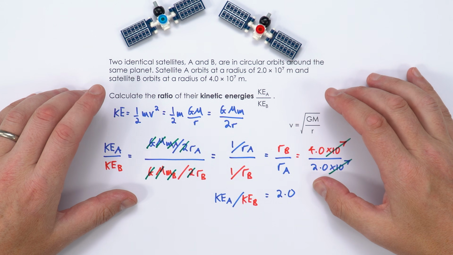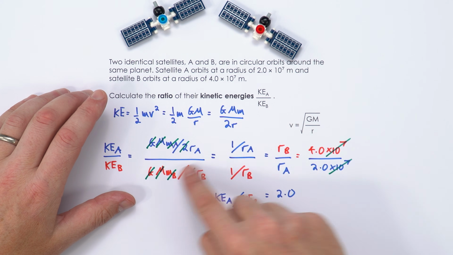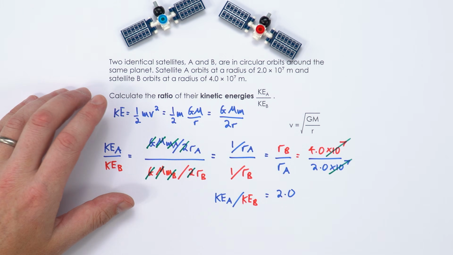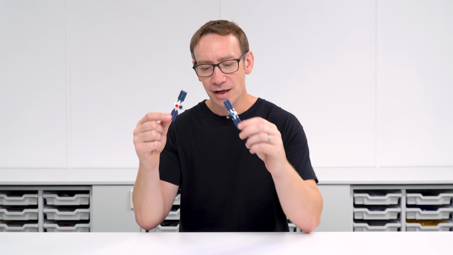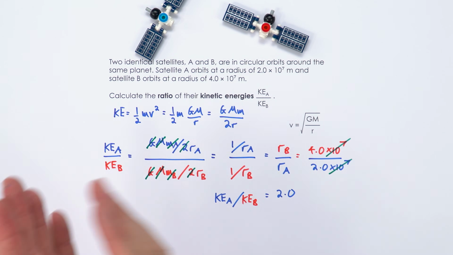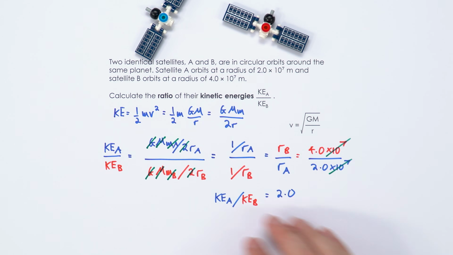And we can see at the end of the question, even though there's quite a lot of work, there's also lots of things cancelling each other out, and we get to quite a simple answer. The satellite which is closer, which would actually be moving quicker, is going to have a higher kinetic energy than the satellite which is further away. And it happens to be that because it's at half the distance, it's actually got twice the kinetic energy, which is what we showed there.